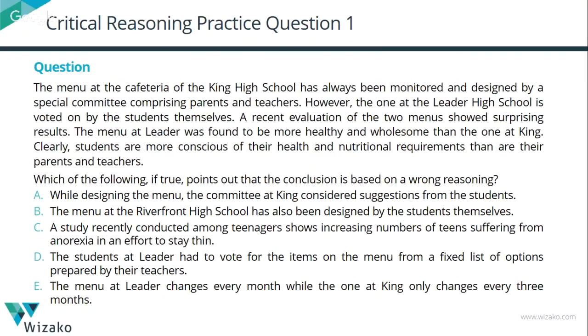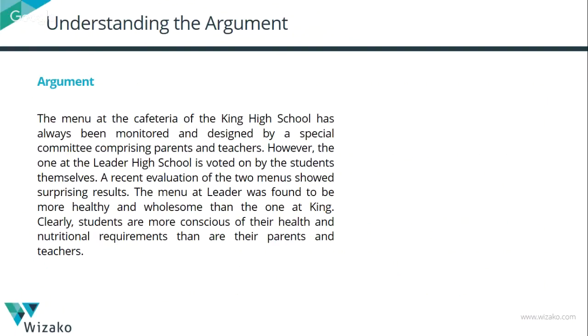Even though the screen shows you the answer options, don't jump directly into the answer options. Think about the argument before you go to the options. Let's look at the argument separately, reason it out, and then we will look at the answer options. So we're saying that the menu at the cafeteria of the King High School has always been monitored and designed by a special committee comprising parents and teachers. So at King High School, it's the parents who are designing the menu. However, the one at the Leader High School, another school, is voted on by the students themselves. So here the students are determining the menu at the cafeteria.